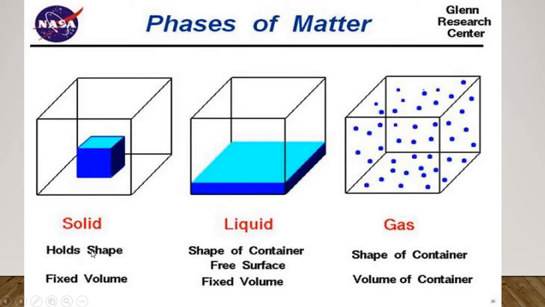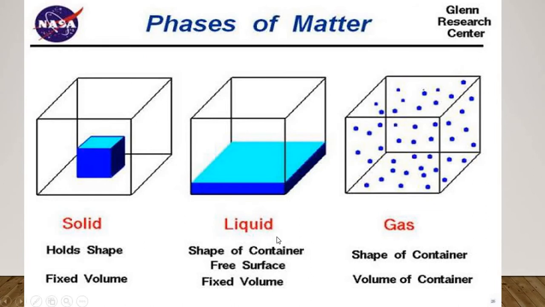Now first let us write two points for solid. Solid, point 1, holds shape. That means it holds its shape. It does not flow in the container in which you put it. Whether you put it into a big box or a bowl, wherever you put it, it will be as it is. So, holds shape. Then the second point of solid is fixed volume. It does not change its volume according to its container. Its volume remains as it is.